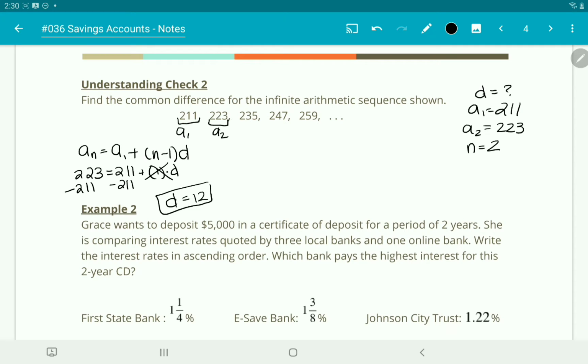You could have done the same thing with a sub 3 or a sub 4. As long as you have the first value, so a sub 1, one of the other values, and its place in line, so whether it's the first, second, or third one in the sequence, then you can determine the difference.